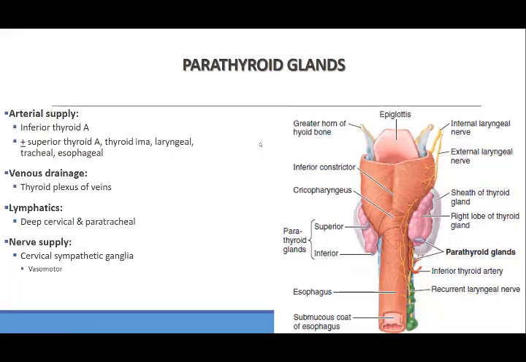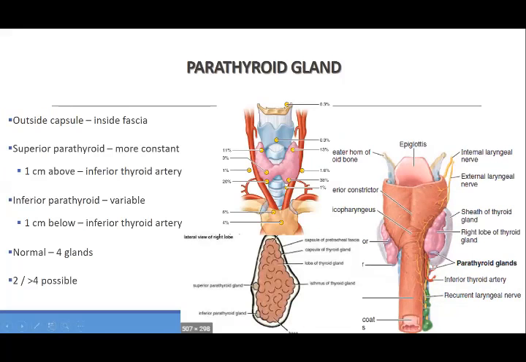One quick look at the parathyroids again. From a functional point of view they are very important because they regulate calcium in the body. Normally you have 4 parathyroids. They can be less than 4, 2 or 3, or more than 4. The normal location is that the 2 inferior parathyroids are located close to the inferior pole of the thyroid on the posterior surface of the thyroid.